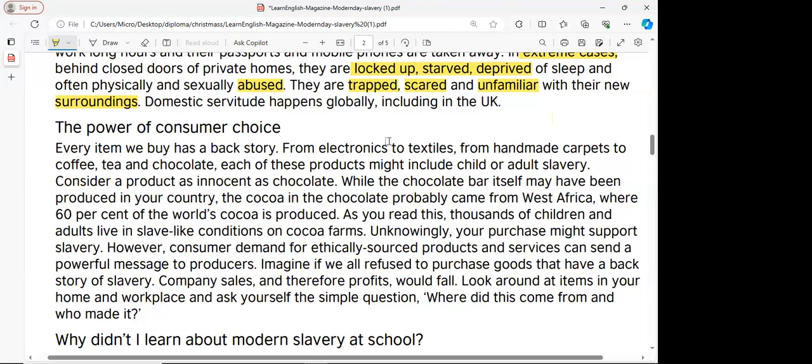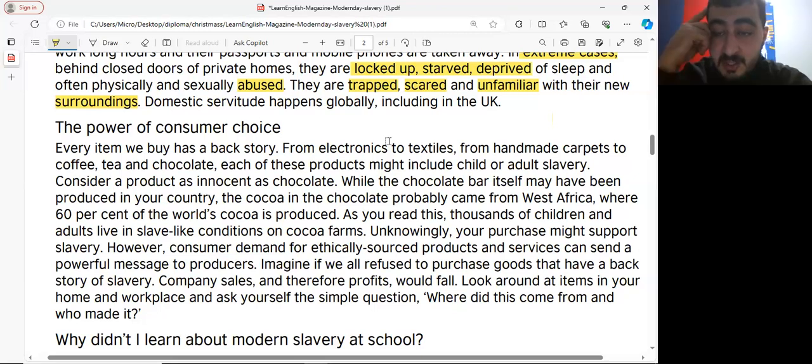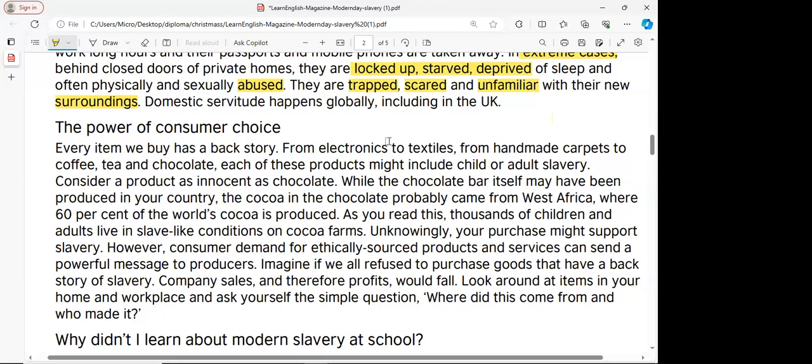Knowingly, your purchase may support slavery. However, consumer demand for ethically sourced products and services can send a powerful message to producers.